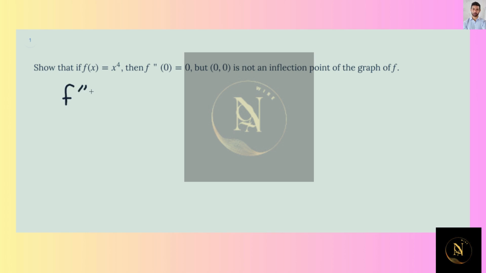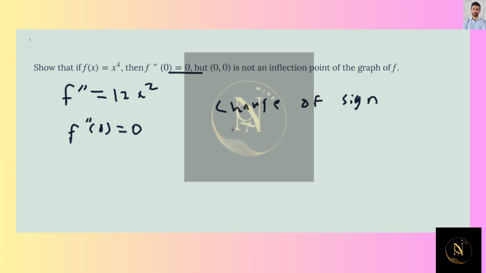The second derivative of this function is equal to 12x squared, and so if you plug in 0, you get 0. If you recall, you may think that the definition of an inflection point is where the second derivative is equal to 0, and that's not entirely wrong, but it's also not entirely correct, because one of the other definitions of an inflection point is that there has to be a change of sign occurring around the inflection point.